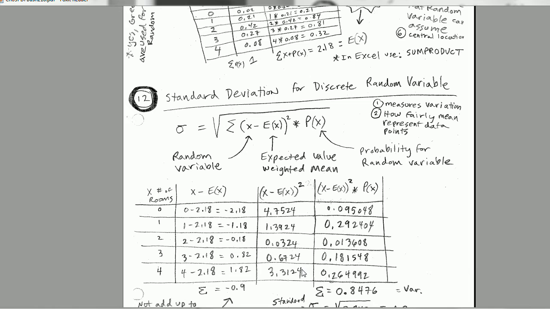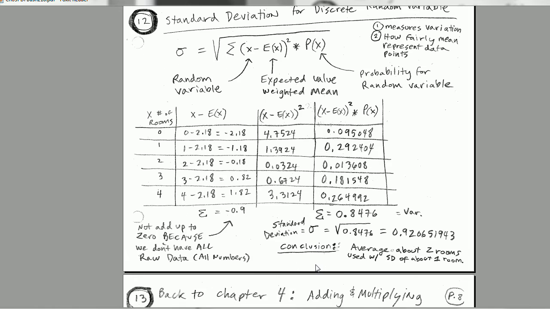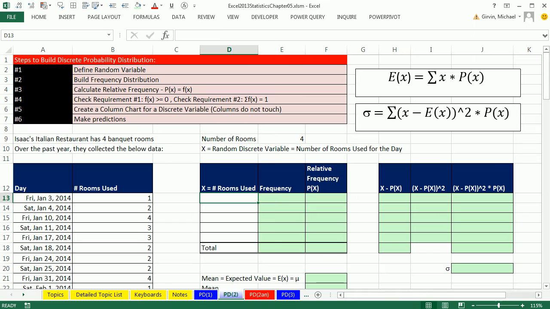Now here's the longhand method, and we will do it over in Excel. So let's go over to Excel and calculate not only mean and standard deviation, but we'll create our frequency distribution, relative frequencies for our discrete random variable. Now here's our situation. Isaac's Italian restaurant has 4 banquet rooms. And they're wondering about how frequently we use all 4 or how frequently we use 0 rooms. Not only would it help us with our staffing, but it helps us to predict using probability. If it turns out we hardly ever use 4 rooms or we never use the rooms at all, then we need to make some adjustments.